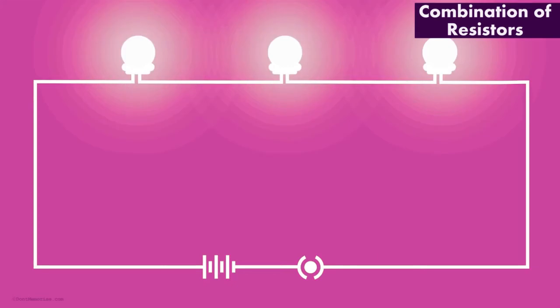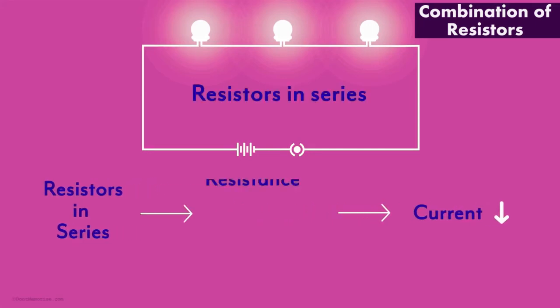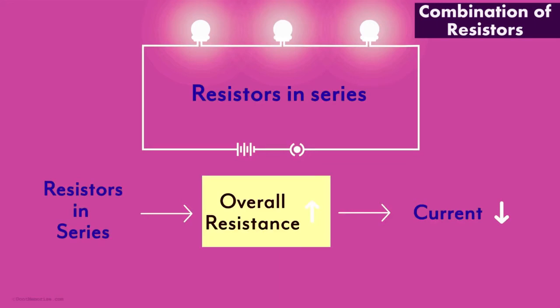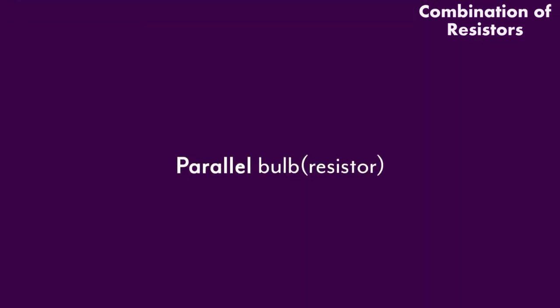What does it imply logically? It tells us that as we add more bulbs or resistors, the current in the circuit decreases. Overall resistance in the circuit is increasing. This was the conclusion for resistors connected in series. Overall resistance increases and the current in the circuit reduces. What will happen in parallel resistors?